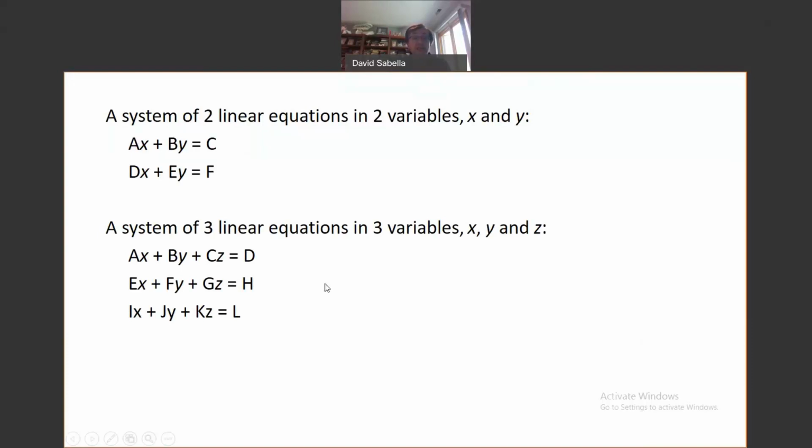Then we've got a system of three linear equations in three variables, and for that we'll use x, y, and z. And we've got the three equations, as you can see here, ax plus by plus cz equals d, and so on. So we've got three different equations and the three variables x, y, and z. How do we solve them?